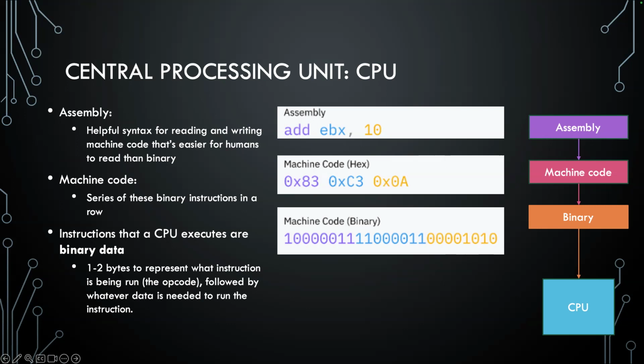So assembly then gets compiled into machine code. And machine code is generally in hexadecimal notation. That's going to be a series of binary instructions in a row. And then the machine code gets translated into the actual binary. And binary is what's actually passed to the CPU, right? So you've got assembly, machine code, binary, and then the CPU reads that binary instruction.